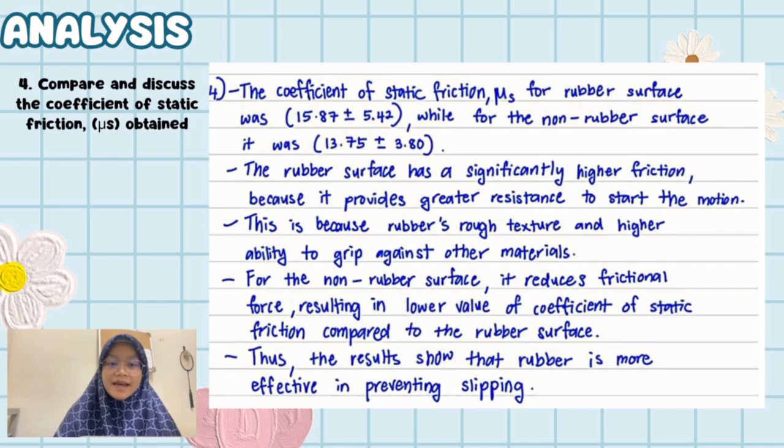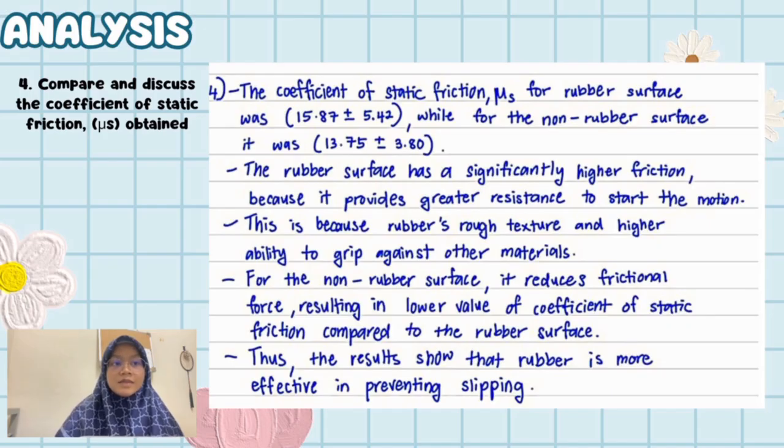Now we are going to compare and discuss the coefficient of static friction from rubber surface and non-rubber surface. The coefficient of static friction for rubber surface was 15.87 plus minus 5.42, while for the non-rubber surface it was 13.75 plus minus 3.80. The rubber surface has a significantly higher friction because it provides greater resistance to start the motion. This is because rubber's rough texture and higher ability to grip against other materials.